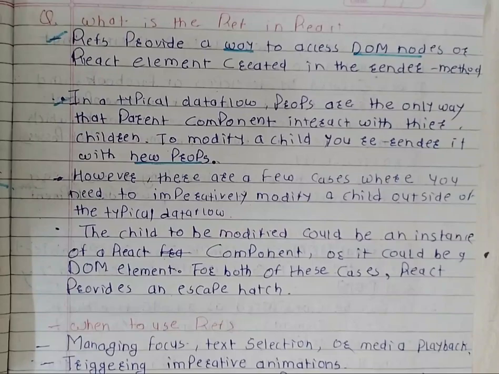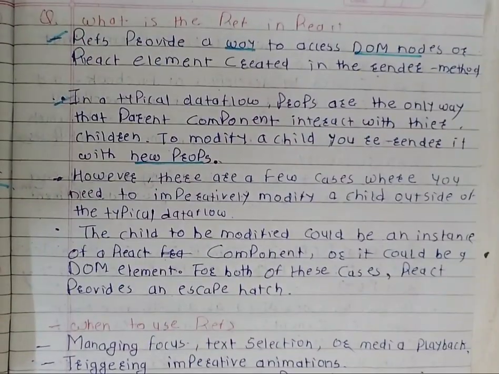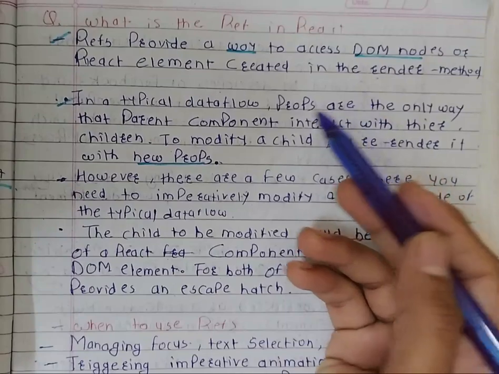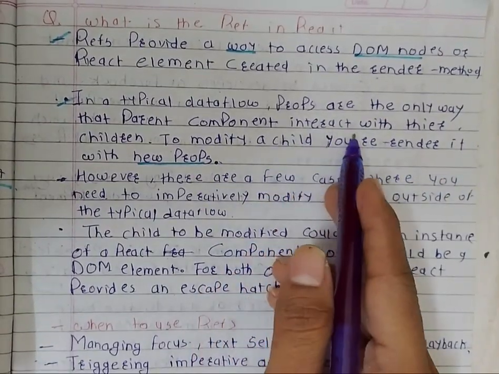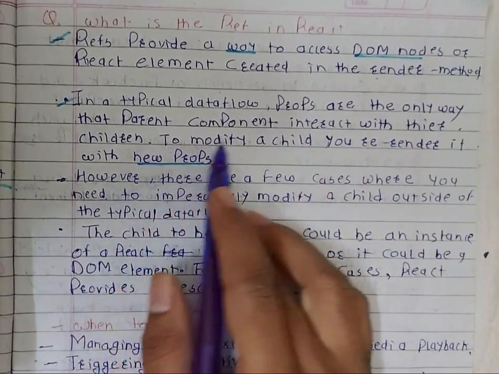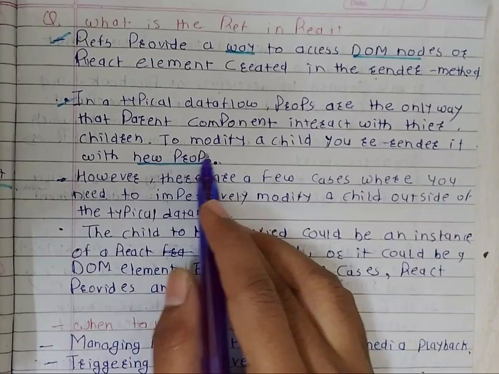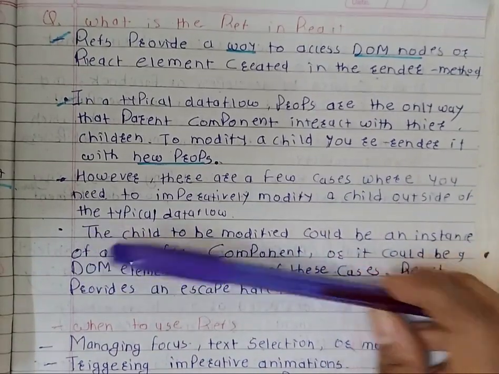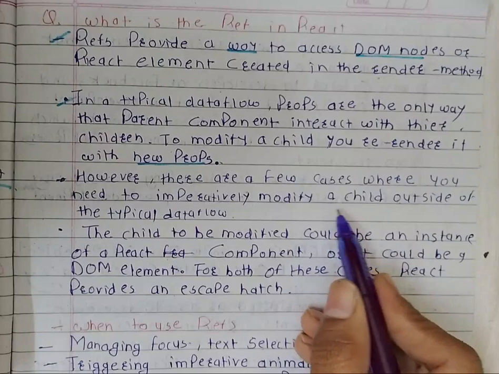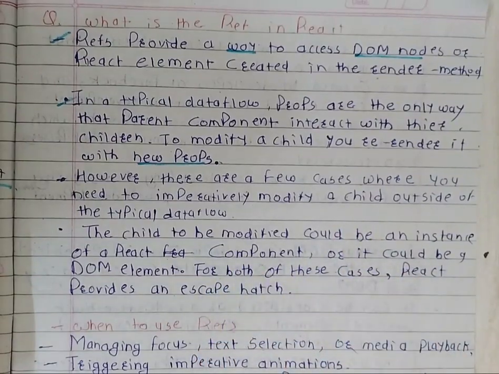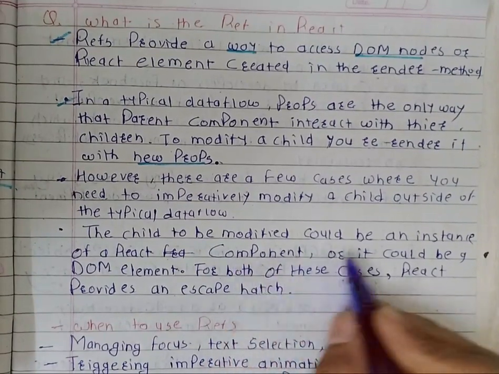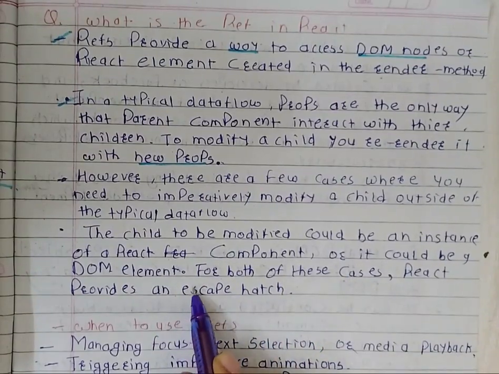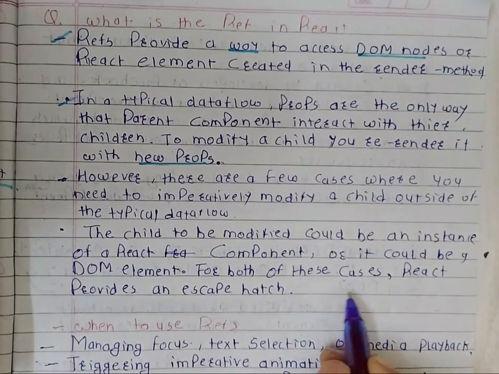Then the next one is, what is a ref in React? Refs provide a way to access DOM nodes or React elements created in the render method. In a typical data flow, props are the only way that a parent component interacts with its children. To modify a child, you render it with new props. However, there are a few cases where you need to imperatively modify a child outside of the typical data flow. The child to be modified could be an instance of a React component, or it could be a DOM element. For both of these cases, React provides an escape hatch.